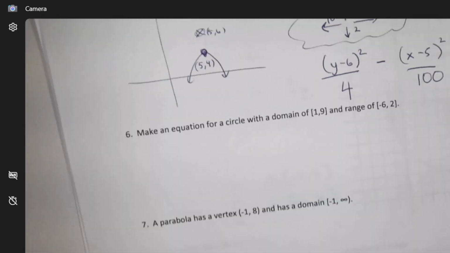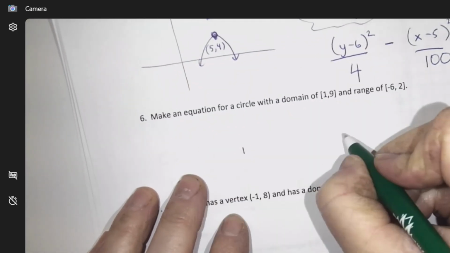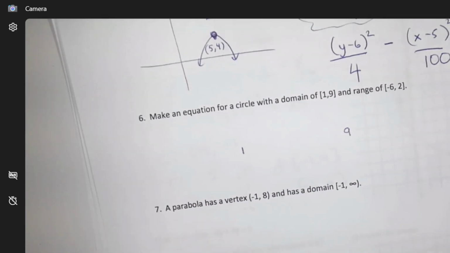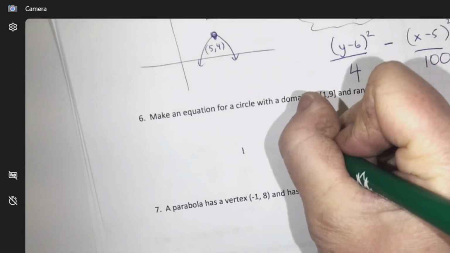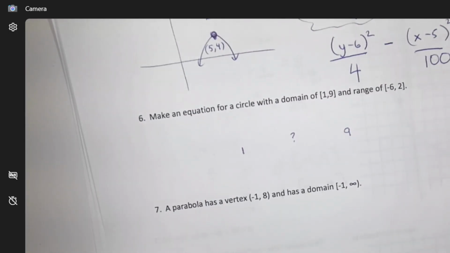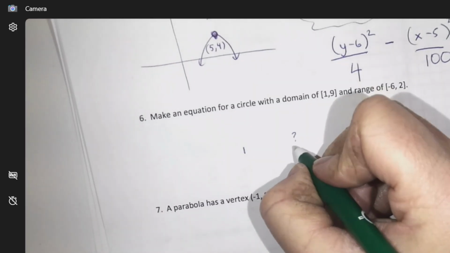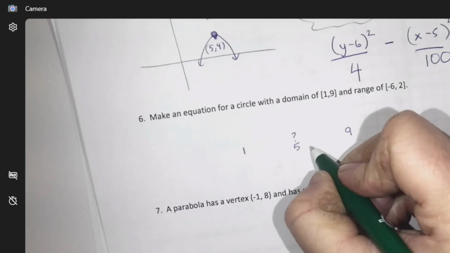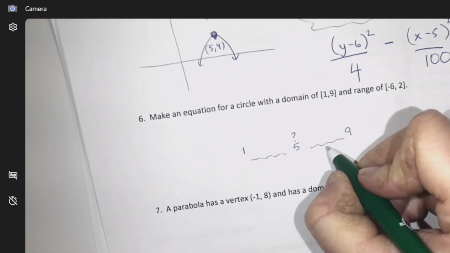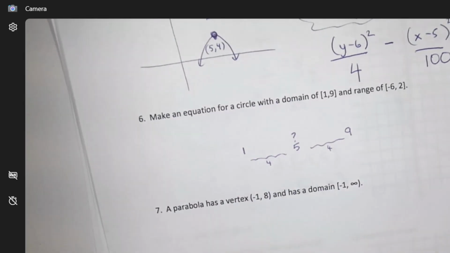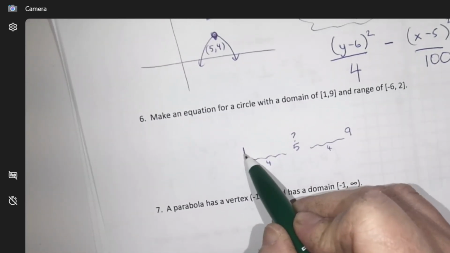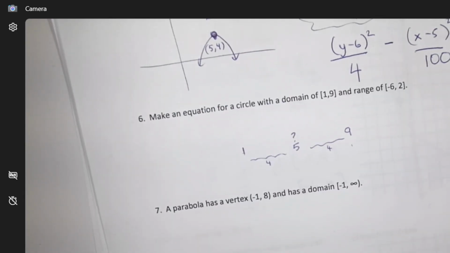Okay, so we have a circle that had a domain of 1 to 9. So what x value is in the middle of that? 5, is that what you said? Which means I'm going 4 and 4 out. But how do you know it's 5? Because I thought about what's smack dab in the middle of a 1 and a 9. So if you want, you can add and divide by 2.